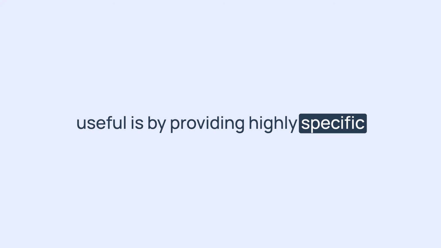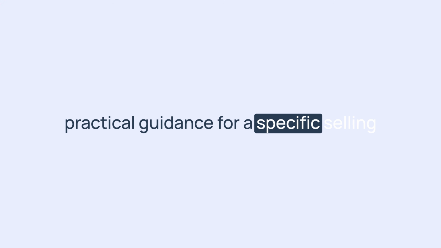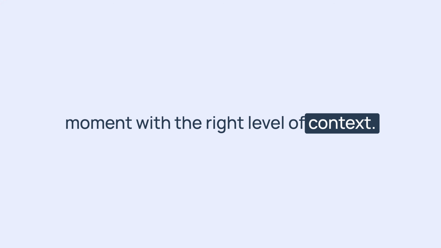Once the output that should come out of a discovery call is clear, you can then work backwards. What question helped the rep get there? What proof should they use if the buyer challenges the relevance of the problem or what they are proposing? What should managers inspect? What follow-up template will help the rep turn the conversation into forward momentum? And which CRM fields need to reflect what was learned, for example? The way you make your playbook truly useful is by providing highly specific, practical guidance for a specific selling moment with the right level of context.